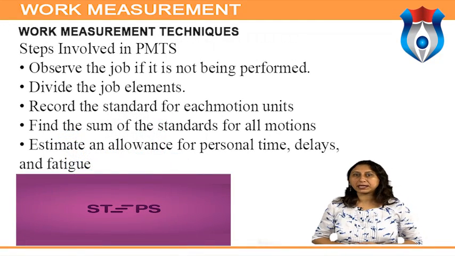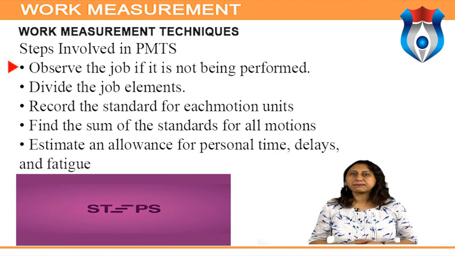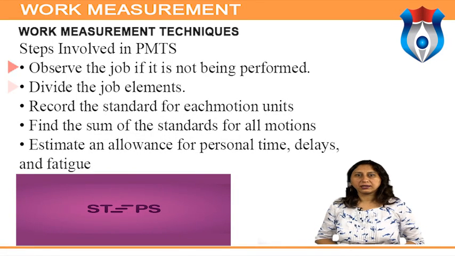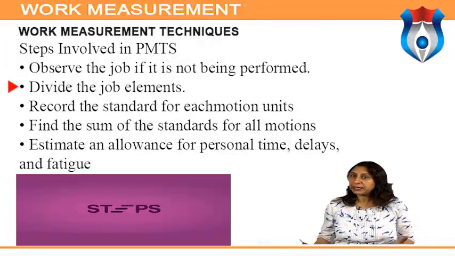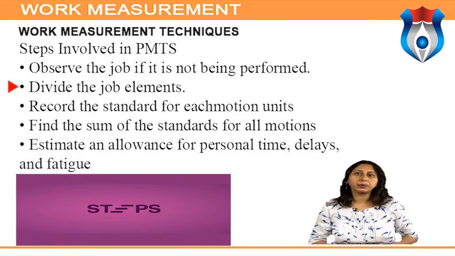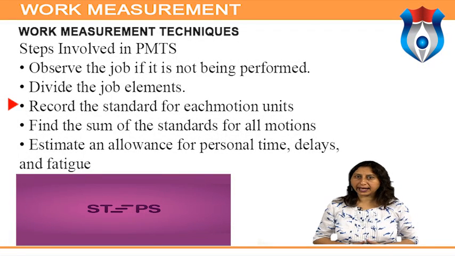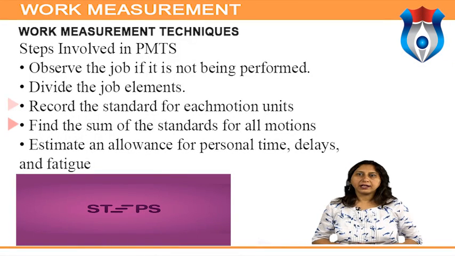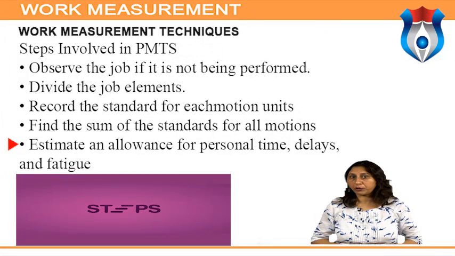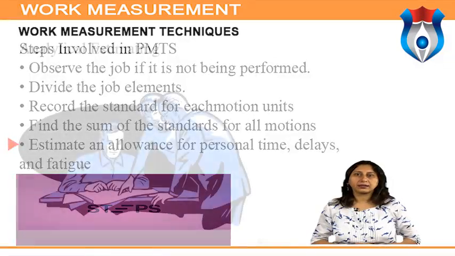Following are the steps involved in PMTS. Observe the job if it is being performed. It is best to observe under typical conditions: typical machine, material and worker. Divide the job into elements. Do not be concerned about timing them, just thoroughly document all motions performed by the worker. From a table of predetermined time standards, record the standard for each motion unit. Find the sum of the standards for all motions. Estimate an allowance for personal time, delays and fatigue, and add it to the sum of standards.